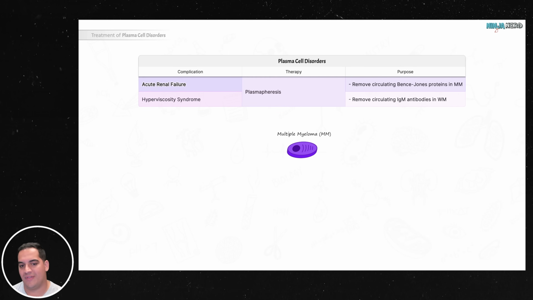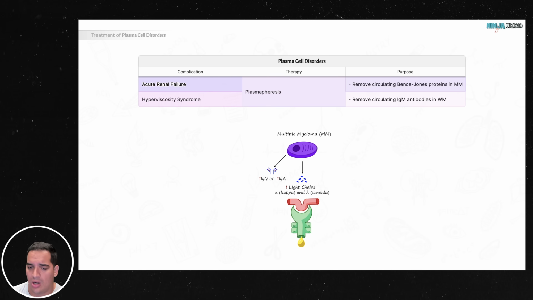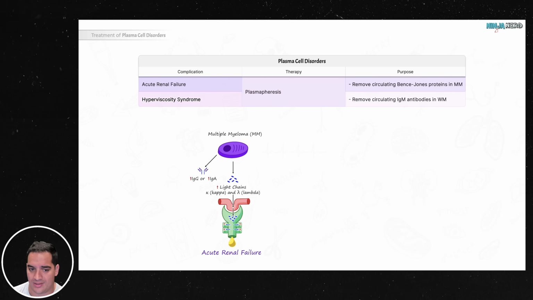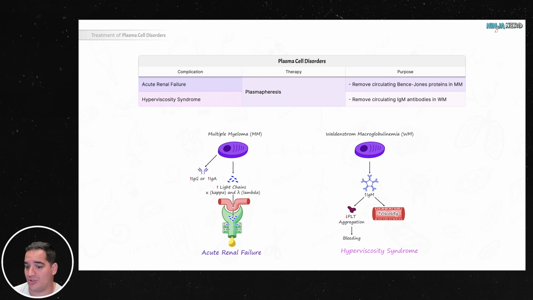You can think about this very simply. In multiple myeloma, it's making a lot of these antibodies, IgG, IgA, and a lot of light chains. The light chains, the kappa and lambda ones, are really what's causing the nephrotoxic injury. They're getting in there and destroying the proximal tubular cells, right? With Waldenström's, it's pumping out IgM antibodies, and the IgM antibodies are causing decreased platelet aggregation, and that's causing bleeding. It's also causing hyperviscosity syndrome, which is causing reduced retinal perfusion, reduced cerebral perfusion, and reduced retinal drainage.